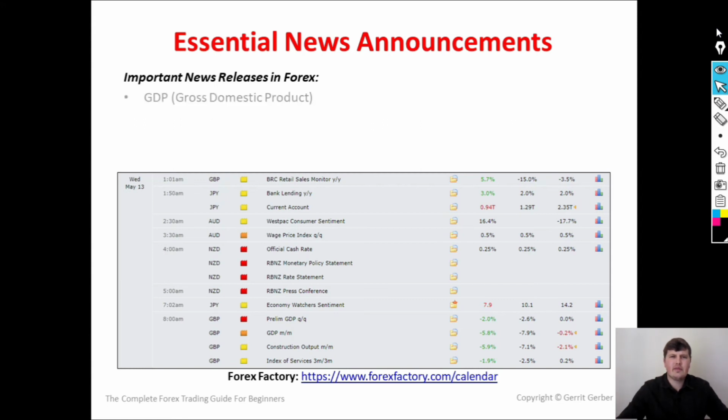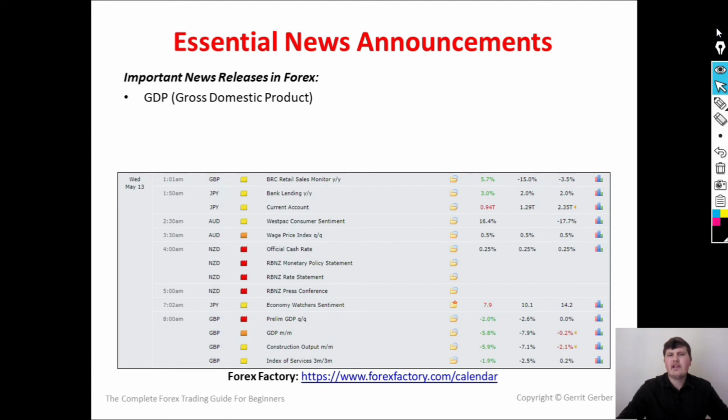And the first fundamental announcement to be aware of is the GDP, or the gross domestic product. Now, the GDP is the total monetary or market value of all the finished goods and services produced within a country's borders in a specific time frame. As a broad measure of overall domestic production, it functions as a comprehensive scorecard of a given country's economic health.